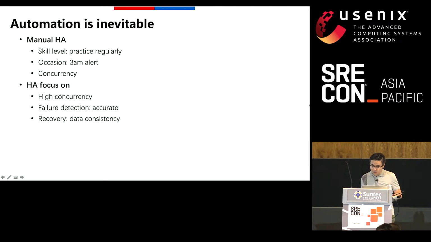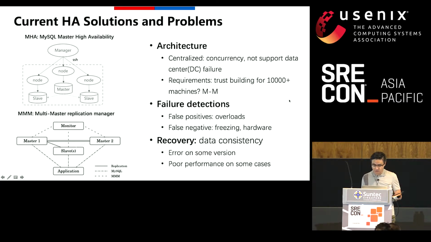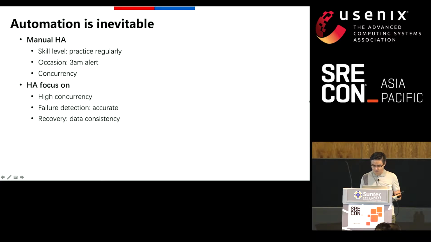It includes 3 points: HA concurrency, failure detection, and failure recovery. The detection accuracy should be as high as possible because the switchover is lossy. A false failure detection will cause manual intervention, eventually increasing the service recovery time. Data consistency is also very important in the recovery. So next, we will introduce how we solve it.